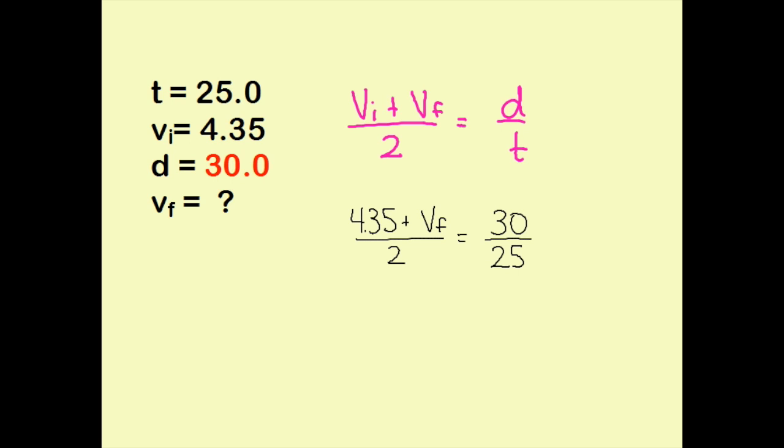There's different ways you can go here. I'm going to simplify two things at once. I'm going to multiply both sides by 2. So the 2 cancels here. Over here I have 30 times 2 divided by 25.